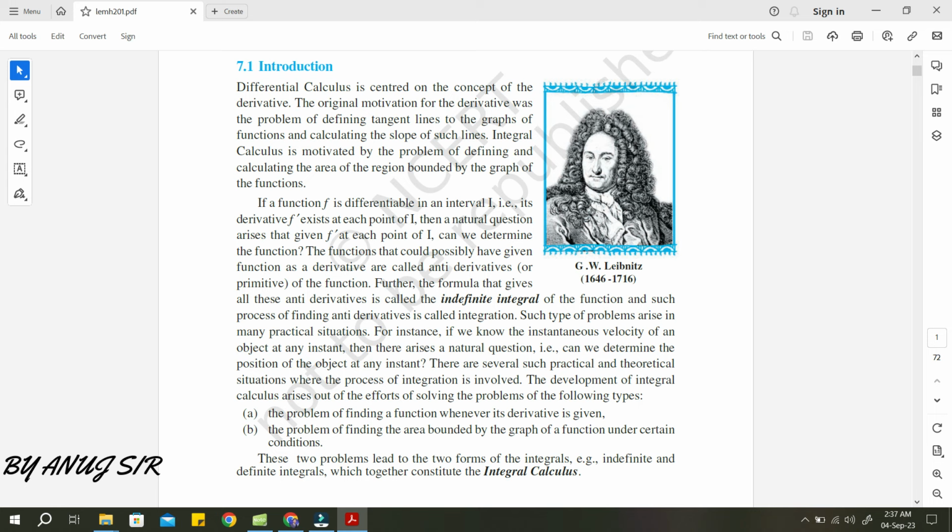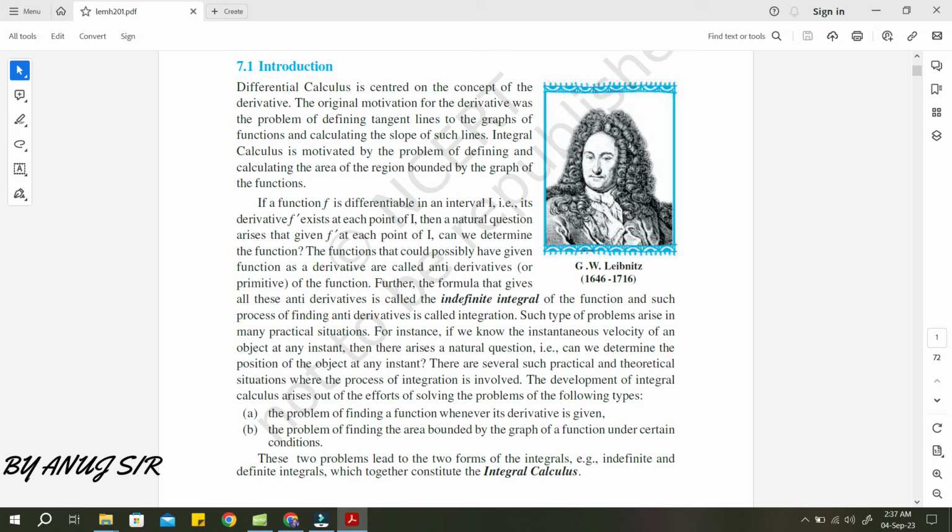Now what are the types of problems that we are going to deal with? There are two types of problems. First, the problem of defining a function whenever its derivative is given. The derivative will be given and you have to find the primitive function, or antiderivative. The second is the problem of finding the area bounded by the graph of a function under certain conditions. They will tell you to find the area under, or bounded by, the function.